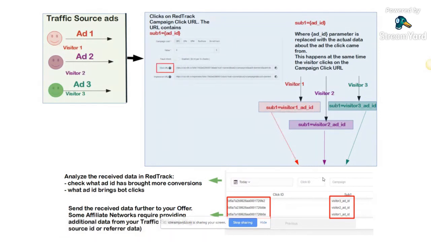And after this data is recorded, you can then either analyze it in your RedTrack account, for example, in campaign reports. You may see what ad ID has brought more conversions and what brings only bot clicks. The second option is you can send this data to your offer, as some affiliate networks require additional data, for example, source ID, referrer data, and something else.